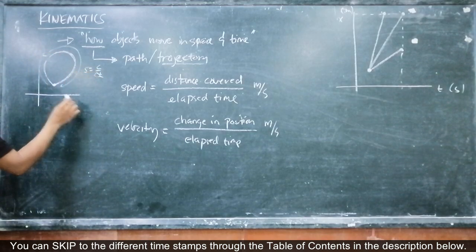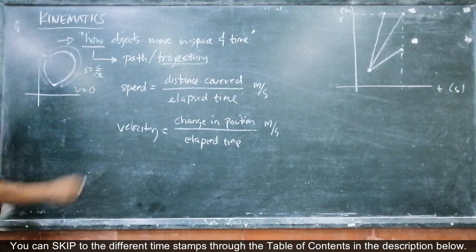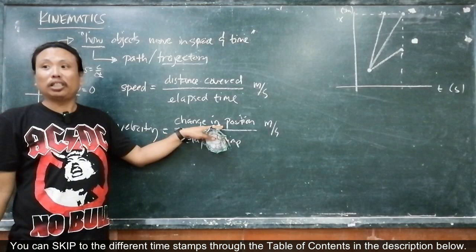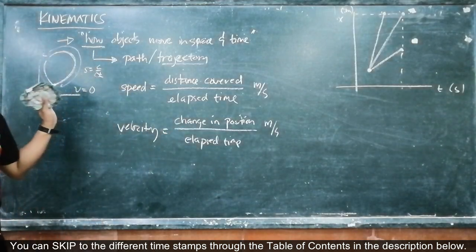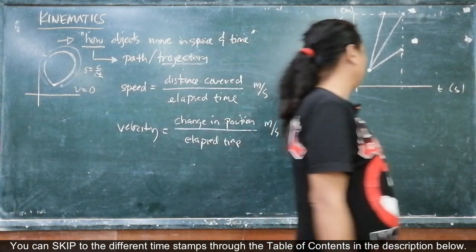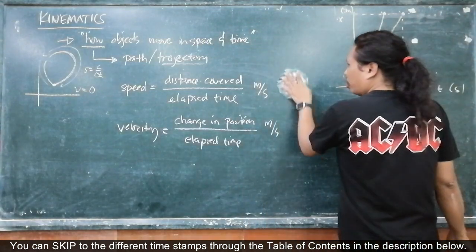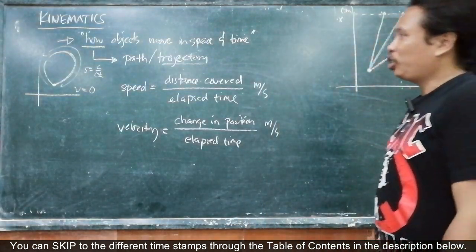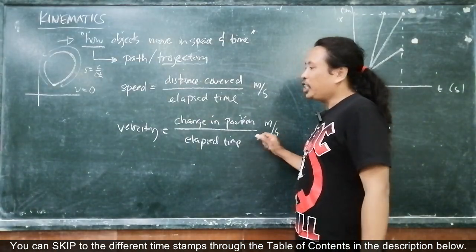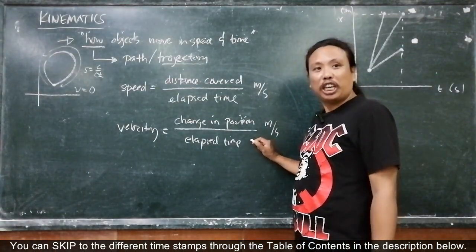delta t. How about the velocity? The velocity would be 0. Why? Because the position did not change. It's just final minus initial. The position did not change, so the net velocity there is 0. Now, can we say that the speed is always greater than the velocity? Can we say that?